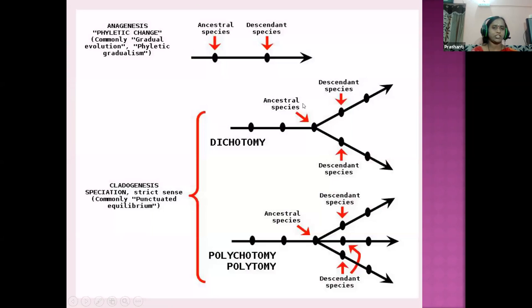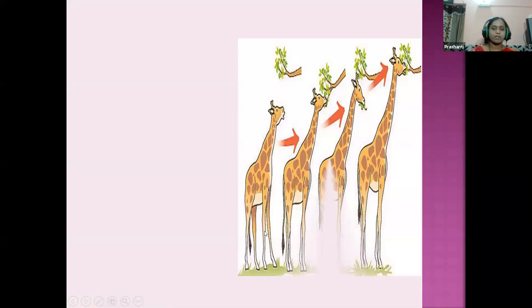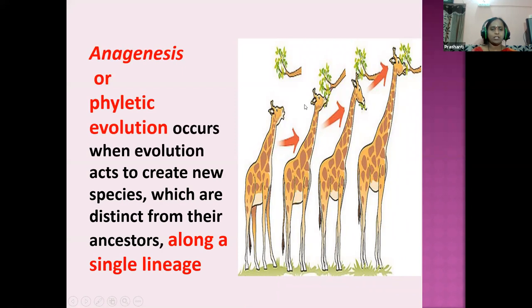And these are of two types, children: anagenesis and cladogenesis. This is very important. Anagenesis leads to a new species in a single lineage. But cladogenesis also leads to a new species, but it is dividing, that is, diversifying. So just see this, children. For example, take the giraffe example: it has been stretching its neck and its legs in one direction. This comes under anagenesis or phyletic evolution. A new species has completely developed, entirely different from its ancestors, along a single lineage.